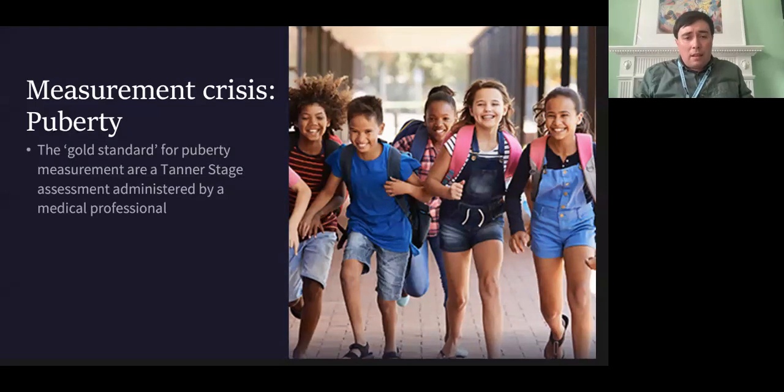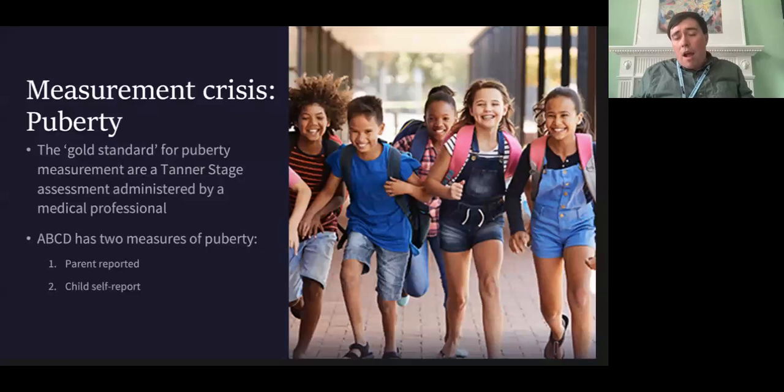So in the ABCD data set, it is self-reported. But here's a catch. It's actually self-reported in two ways. It's self-reported by the child themselves. They are asked questions and to compare themselves to the Tanner stages. It's a well-validated scale. And it's also reported by their parents. So we have two different ways of doing that.